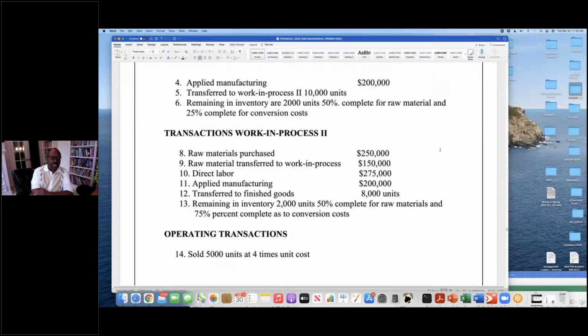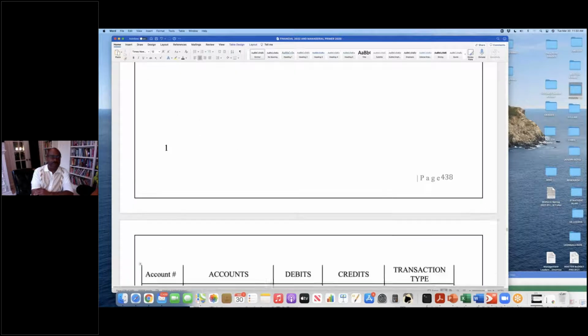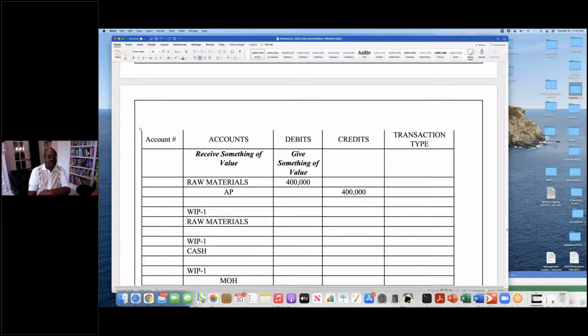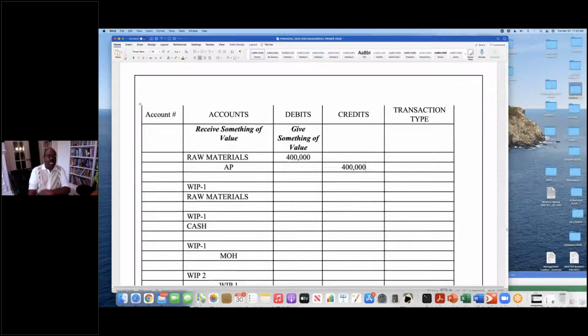So we purchased how much raw material, since you have it? 400. So debit raw materials 400, credit accounts payable 400. Wait a minute. Am I up too high? Oh, okay, I'm okay. And how much did we transfer to work in process for the raw material? 330,000.